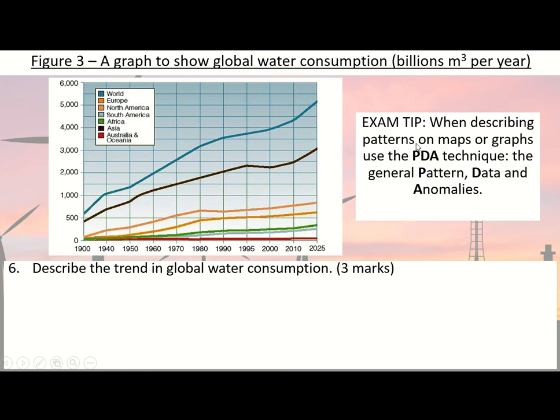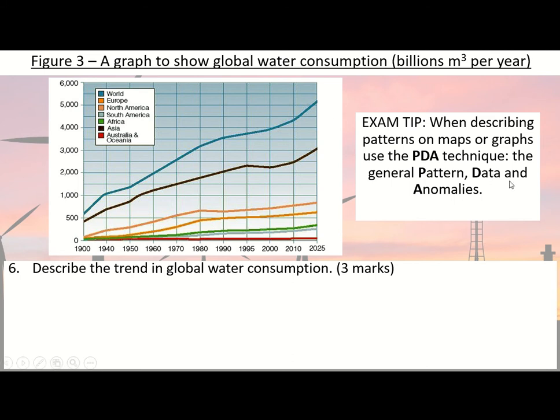I've got an exam tip for you though. When you're looking at line graphs, to describe patterns try to use the PDA technique: pattern, data, anomalies. Nice and straightforward. What is the overall pattern? What's happening to these lines? All of these lines are going one way, most of them anyway. Can you use data to evidence your pattern? So you can say global consumption is increasing, that's a pattern. Data: it started out at about 600 billion cubic meters in 1900, whereas it's projected to be approximately 5 trillion cubic meters by 2025.